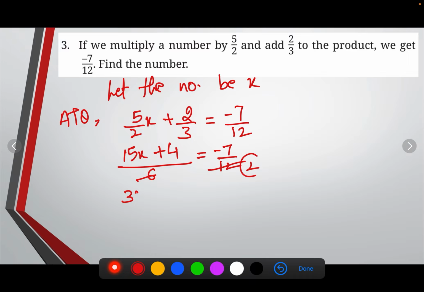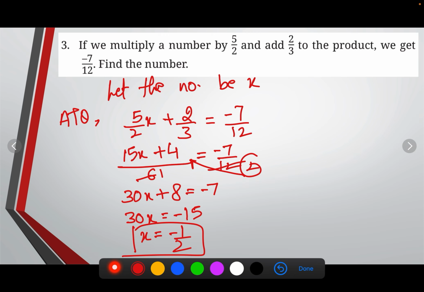Now cross multiply. 30x plus 8 -7. This is already 1, so no cross, nothing else is required. 30x is -15, so x is -1 by 2. So what is the question asking? The number. So the number is -1 by 2.